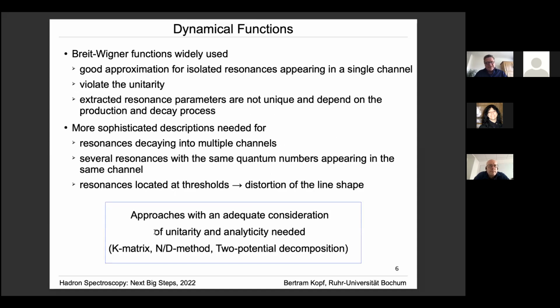Okay, one essential key point is the description of the dynamics. I don't see the topics here. Okay.